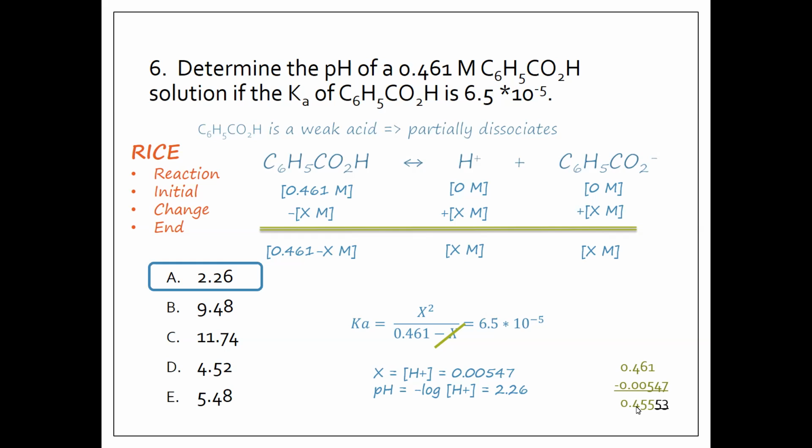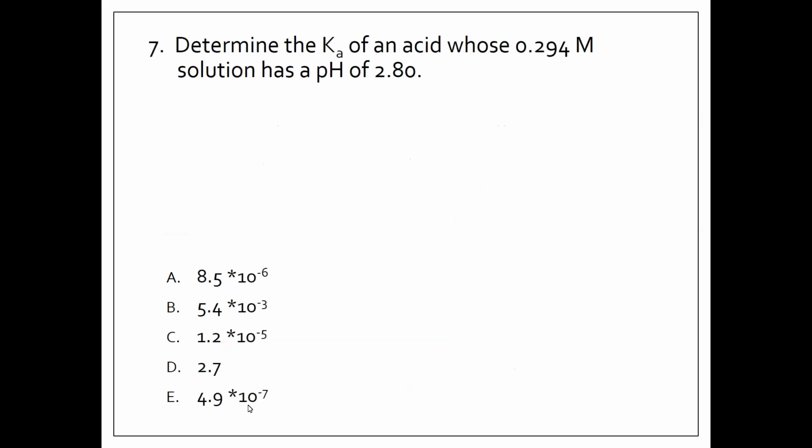And just to show you that this approximation works, look how small that X is. So when we subtract this from the 0.461, it doesn't make much of a difference here, but especially when we take into account the number of sig figs. And there's a pretty big difference between these numbers with the multiple choice. Okay, let's look at number 7.